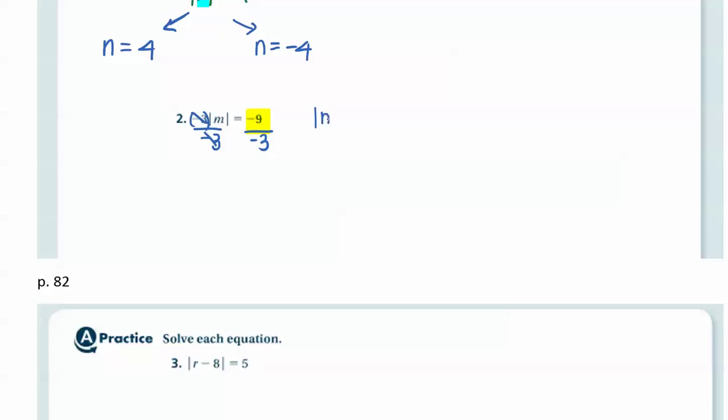We get the absolute value of m is equal to +3, because a negative divided by a negative will give us a positive number. So now it's not a case of no solution. We write our two equations. We get m is equal to 3, m is equal to -3. Done.